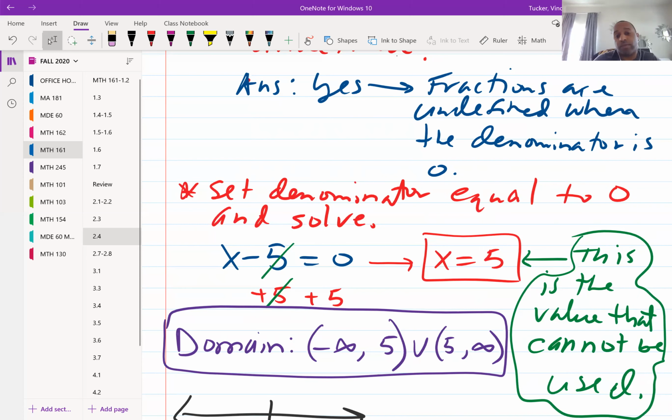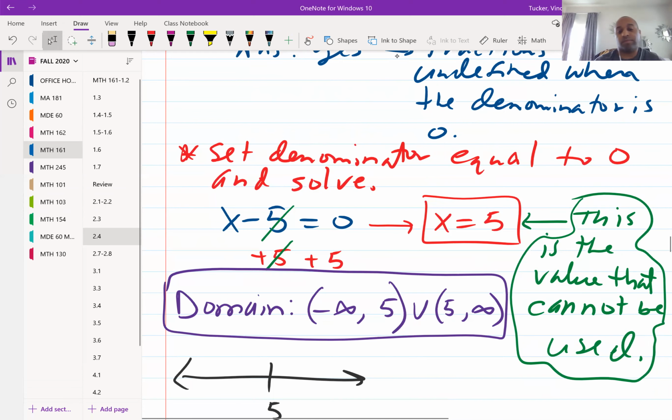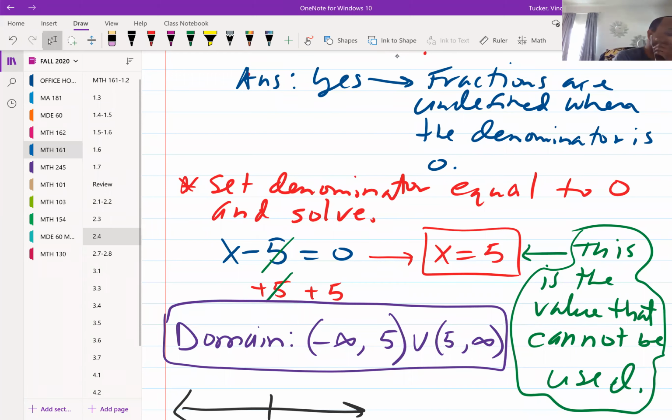Once again, that is the value that cannot be used. So my domain will go from negative infinity to 5. Use parentheses. That means you can get as close to 5 as you want, but not use 5. So it'll go from negative infinity to 5, then 5 to infinity. Questions?